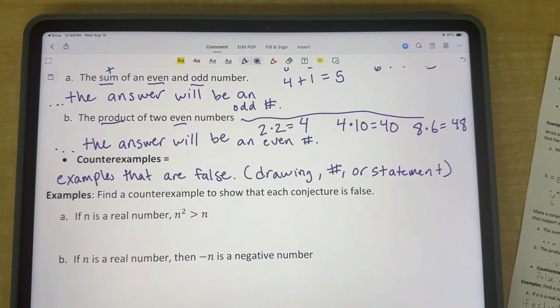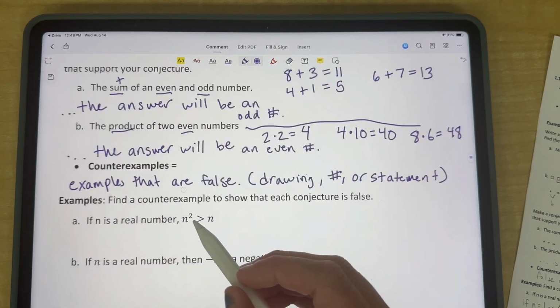Okay, examples. Find the counterexample to show that each conjecture is false. So if n is a real number, okay, real numbers are 1 and anything above 1, a whole number. So 1, 2, 3, 4, 5, and 0 counts as well. So it has to be positive, a whole number. So what's a positive whole number that will prove this statement is false? If n is a real number, then n squared is greater than n.